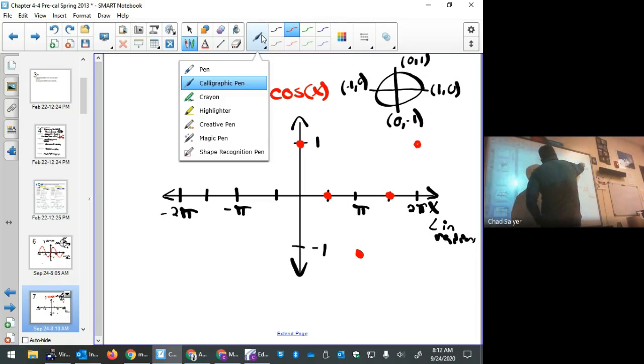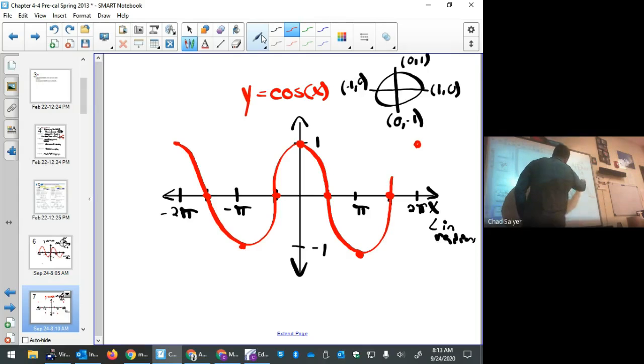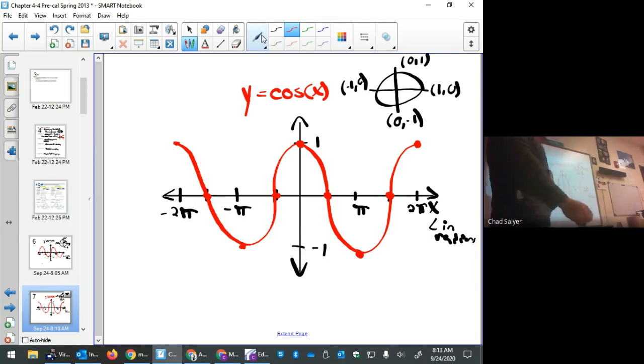For negative pi over 2, which is here, we're at 0 for the x coordinate. For negative pi, we're at 180. So that's -1. For negative 3 pi over 2, we're all the way back to here. And so that's for the x coordinate, 0. And then negative 2 pi, you get right back to where you started. So you're at +1. And then we'll connect these points with a smooth curve. That's the cosine.